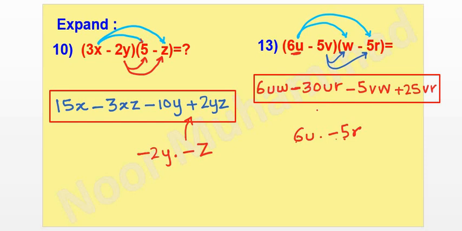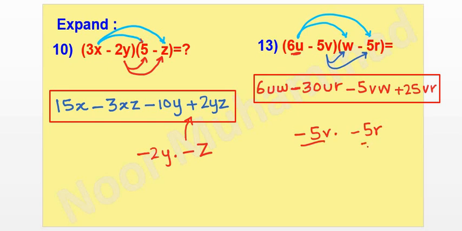Then you can see here the next one, the turn of 6u is over. Now you have to multiply this negative 5v with w. So negative 5v times w. This one is positive, this one is negative. So the final answer will be negative 5vw. And then we have to multiply negative 5v with negative 5r.